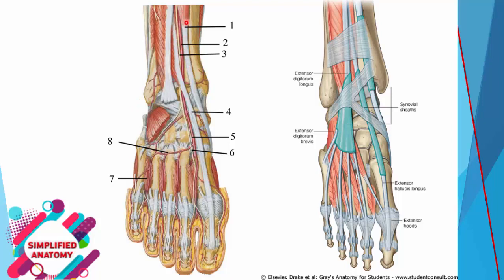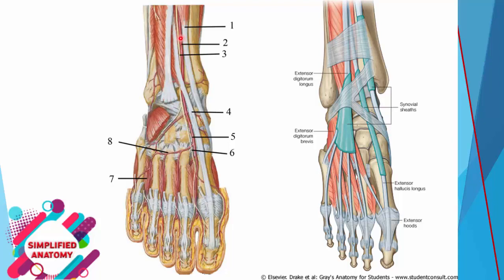This tendon, number 1, goes to the first metatarsal bone, so it's called tibialis anterior. This tendon goes to the big toe, number 4, which is extensor hallucis longus. This tendon, which is removed, goes to the lateral four toes, is called extensor digitorum longus. This muscle in the dorsum of the foot is called extensor digitorum brevis.